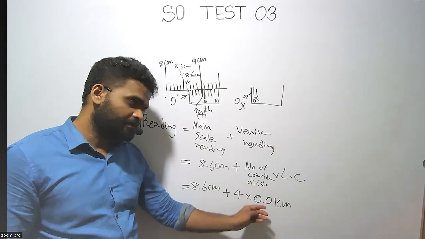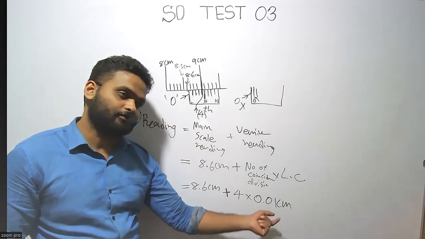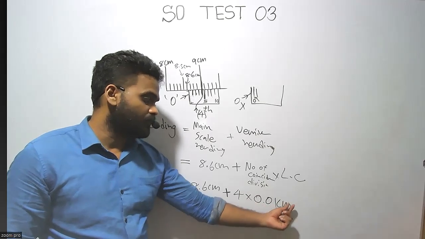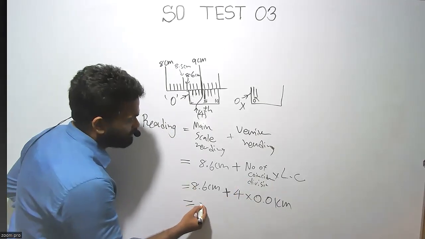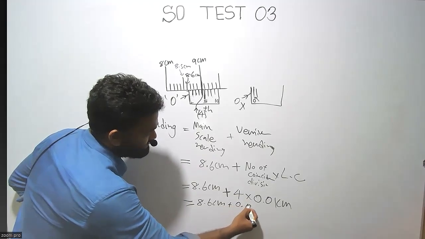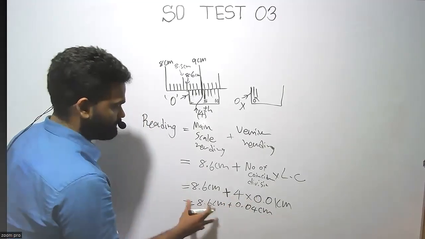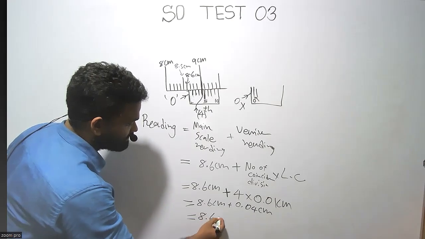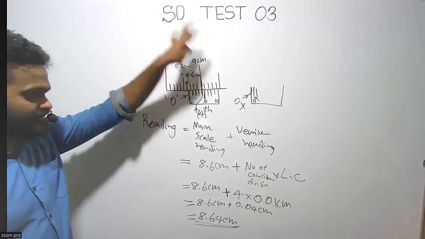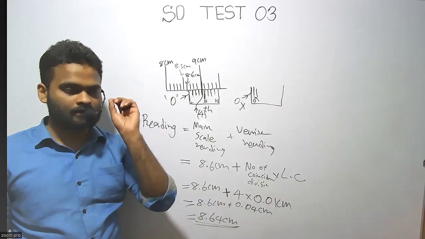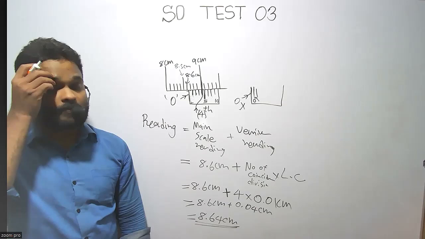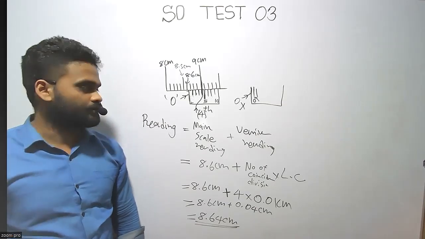0.1 millimeter divided by 10 in order to make centimeters. Convert into centimeters, right? So it becomes 0.01 centimeters. Then it is a simple calculation. So this is 0.04 centimeters. Then if you add those two, it becomes 8.64 centimeters. Correct? So this is the correct procedure to find or read any type of vernier scale.